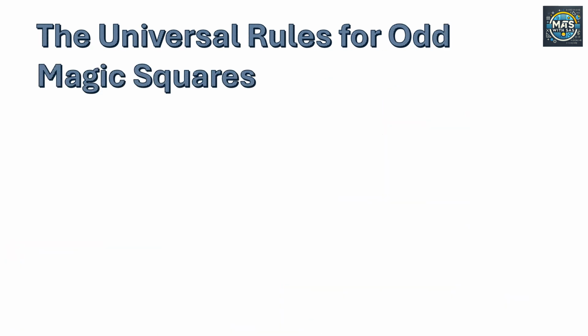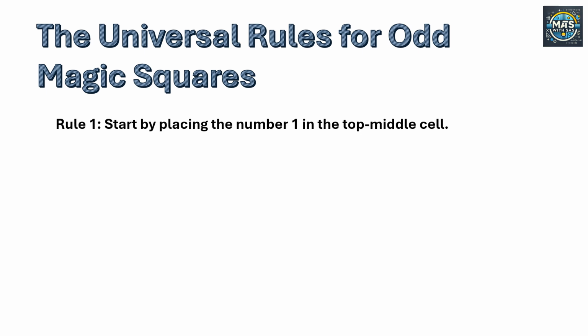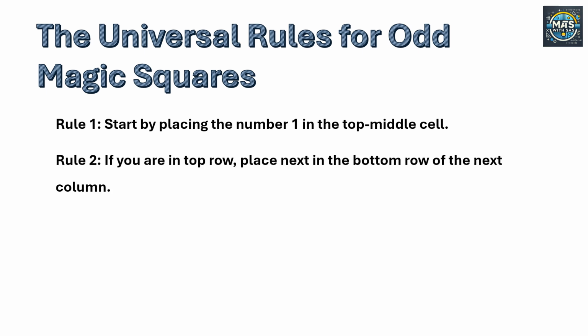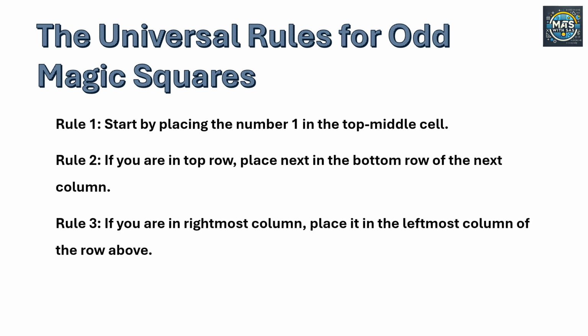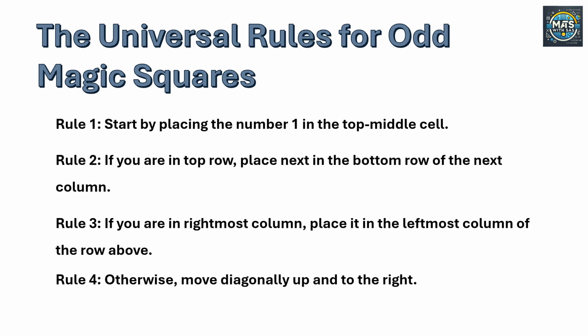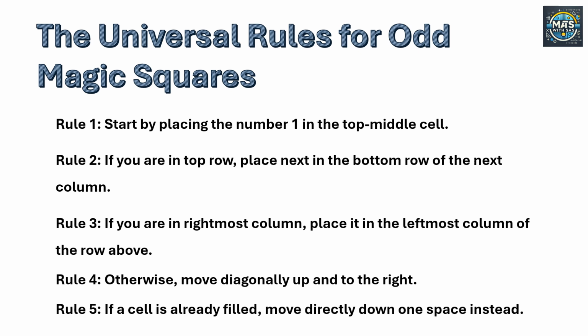Now, here's how you can construct a magic square for any odd-sized grid. Follow these simple rules. Rule 1. Start by placing the number 1 in the top middle cell. Rule 2. If you are in the top row, place the next number in the bottom row of the next column. Rule 3. If you are in the rightmost column, place it in the leftmost column of the row above. Rule 4. Otherwise, move diagonally up and to the right. Rule 5. If a cell is already filled, move directly down one space instead.